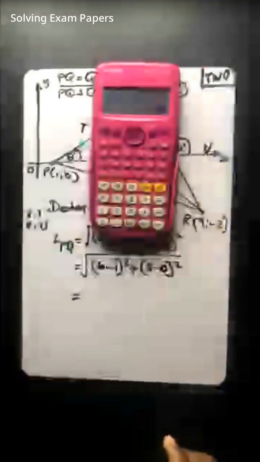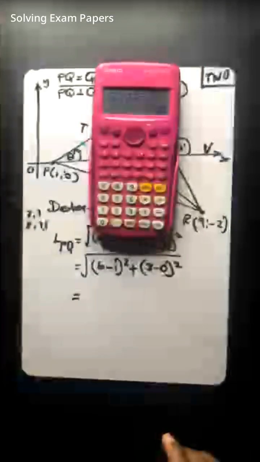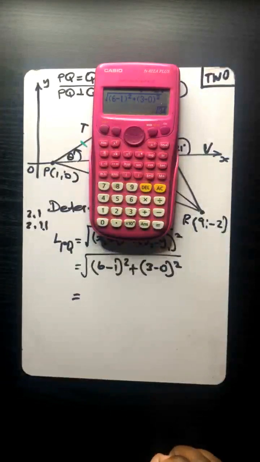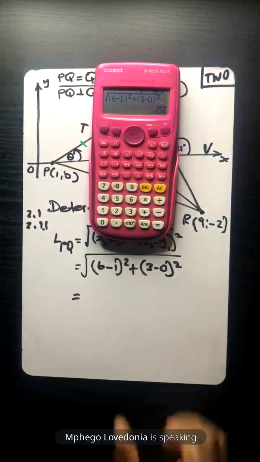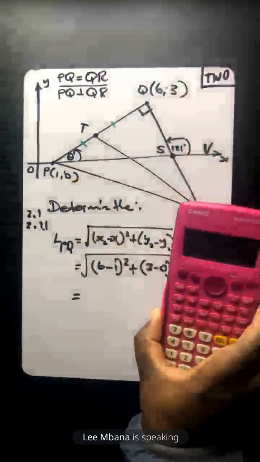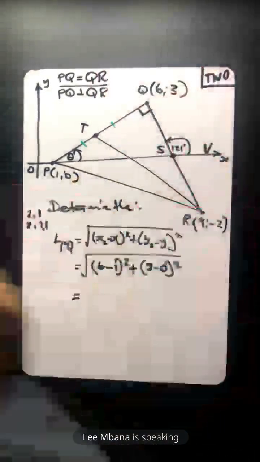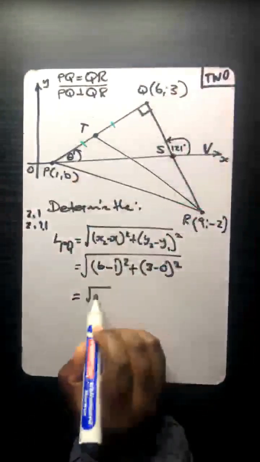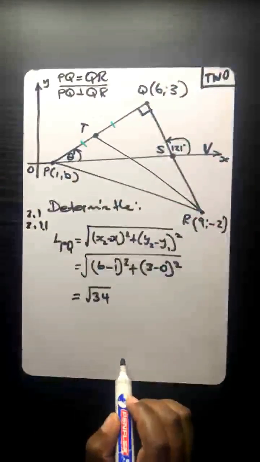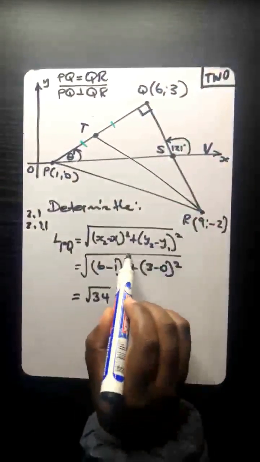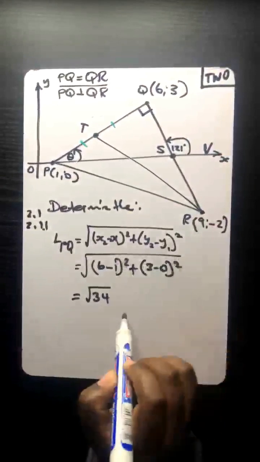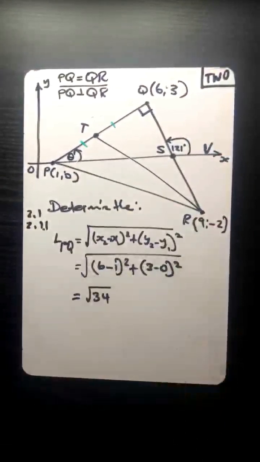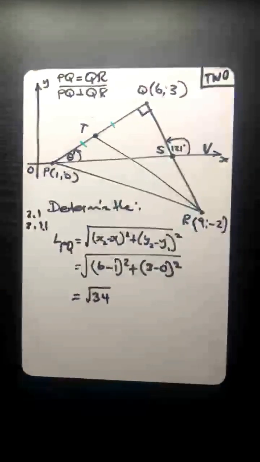Why am I getting a different answer? I'm getting square root of 34. I'm also getting square root of 34. Yes, I think that is the answer, honorable members. But possibly you made a mistake with your calculations, and this is a common mistake. You forget to square those brackets. So that's how very quickly you score yourself 2 marks for that question.